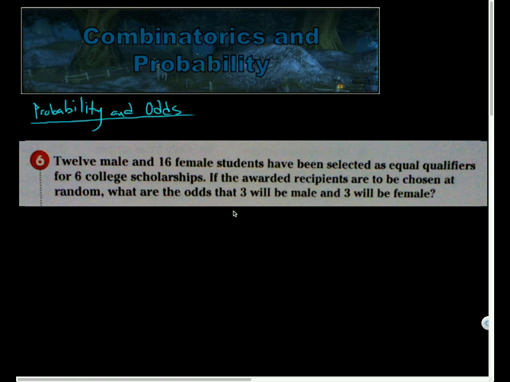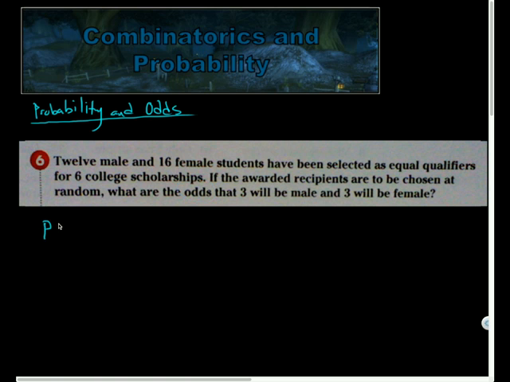In today's video, we're taking another look at probability and odds and looking at some more advanced problems that require combinatorics. For our first example, 12 male and 16 female students have been selected as equal qualifiers for 6 college scholarships. If the awarded recipients are to be chosen at random, what are the odds? That's important to point out. That 3 will be male and 3 will be female.